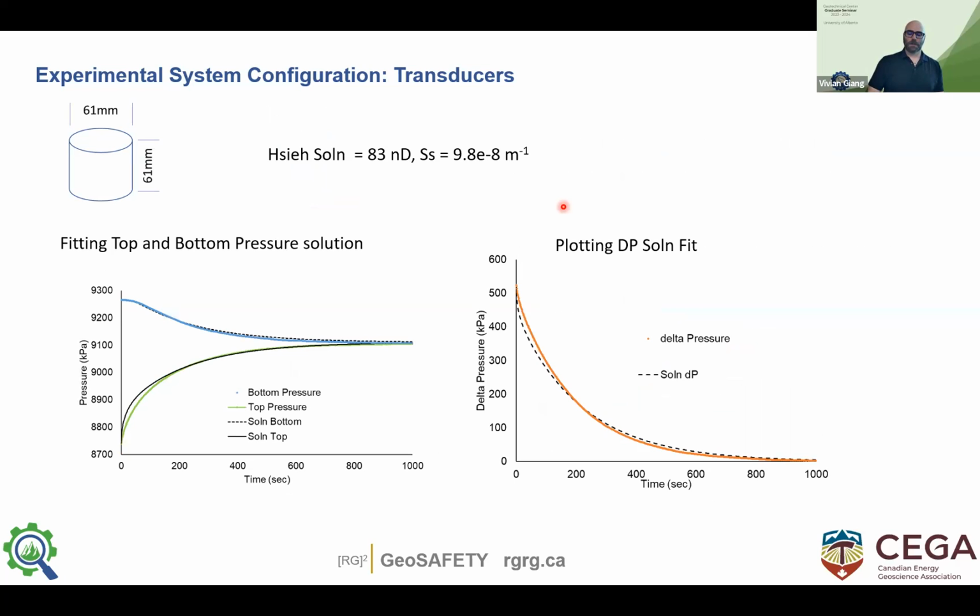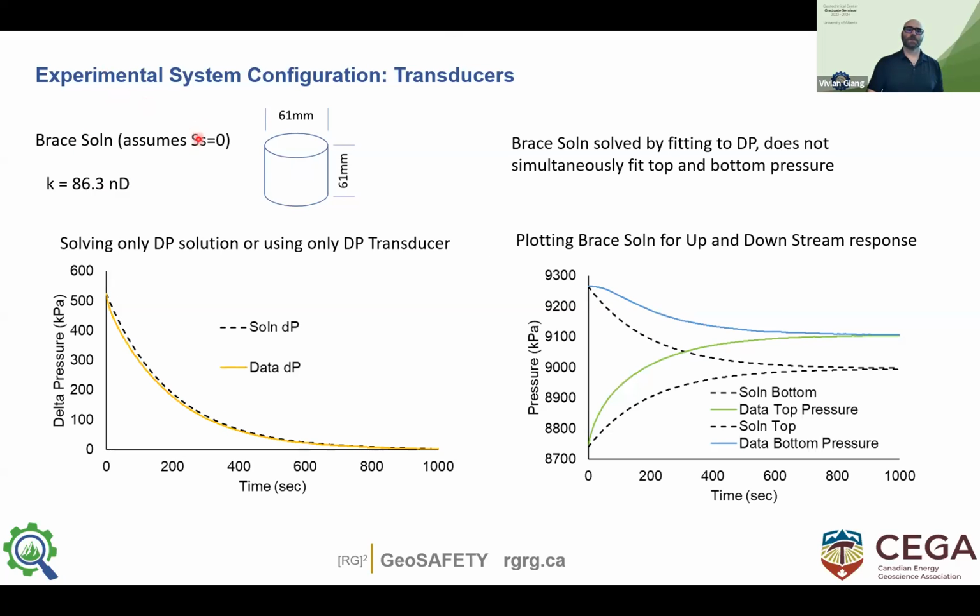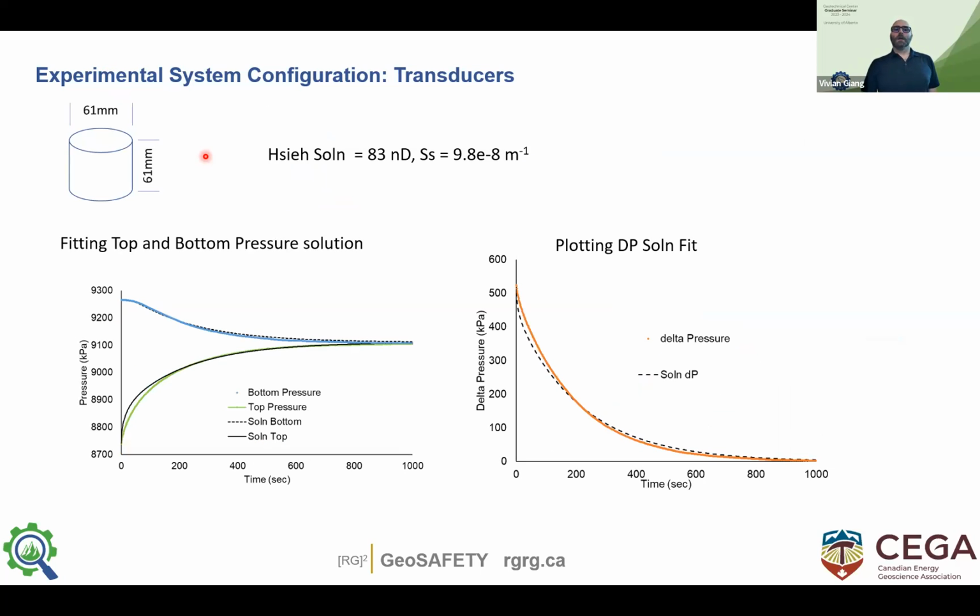But if I use the Hsieh solution, so the Brace solution from 67 assumes that the specific storage is 0, right? If you use the Hsieh solution and don't assume the specific storage of the sample is 0, then you simultaneously use the equation at the top, the Hsieh solution, to calculate the pressure at the top and the bottom, and numerically match that to your data response. So again, the data is in the color lines, and you get a pretty good fit.